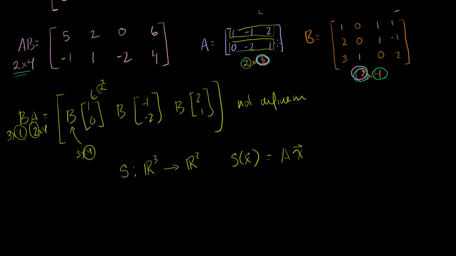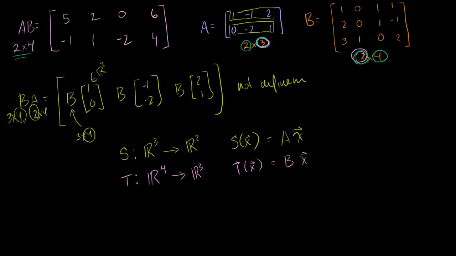And similarly, we can imagine B as being the matrix of some transformation T that is a mapping from R4 to R3, where if you give it some vector x in R4, you take the product of that with B, and you're going to get some vector in R3.